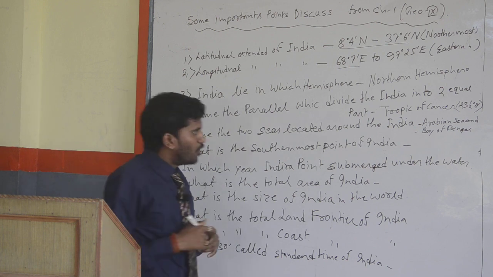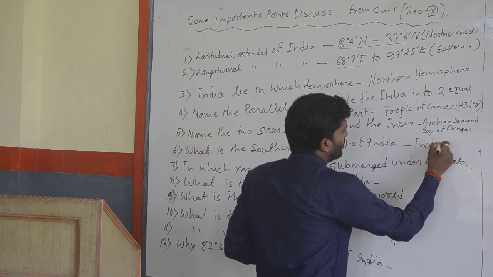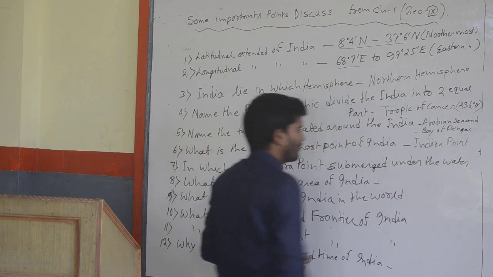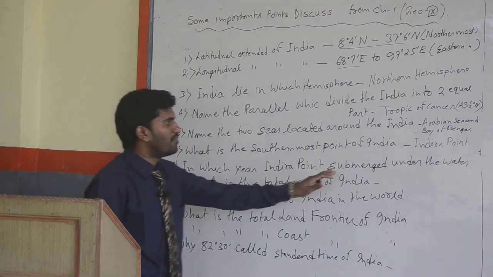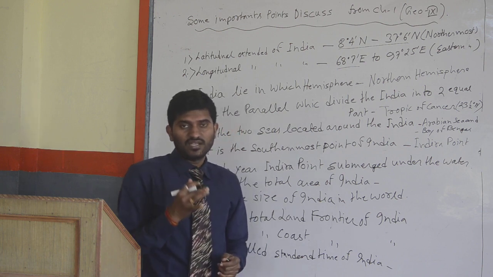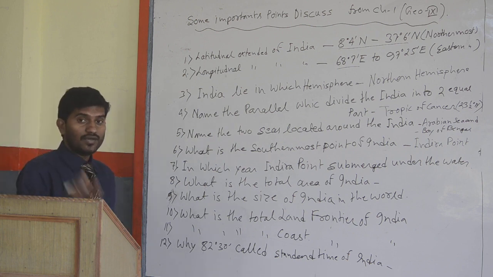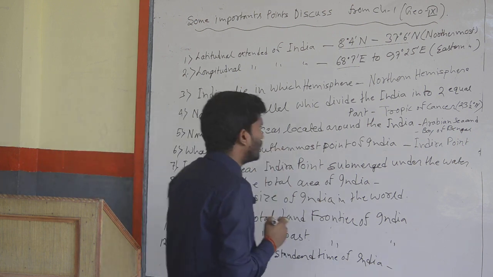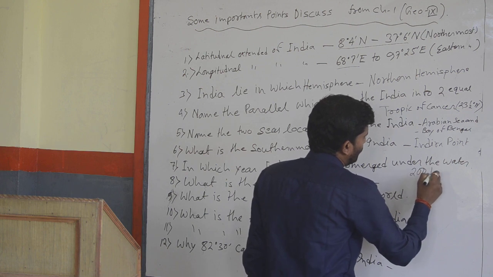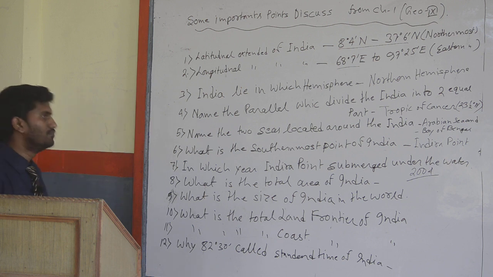What is the southernmost point of India? Southernmost point of India, Indira Point. We know about Indira Point. Then, in which year was Indira Point submerged under the water? All of you know about it. Tsunami in 2004 submerged Indira Point under water.